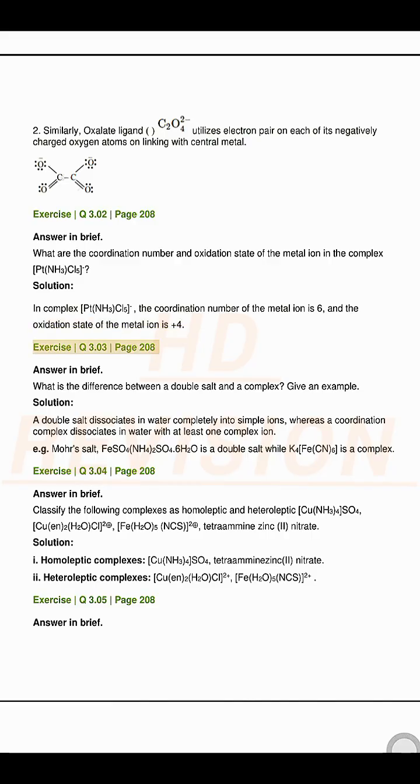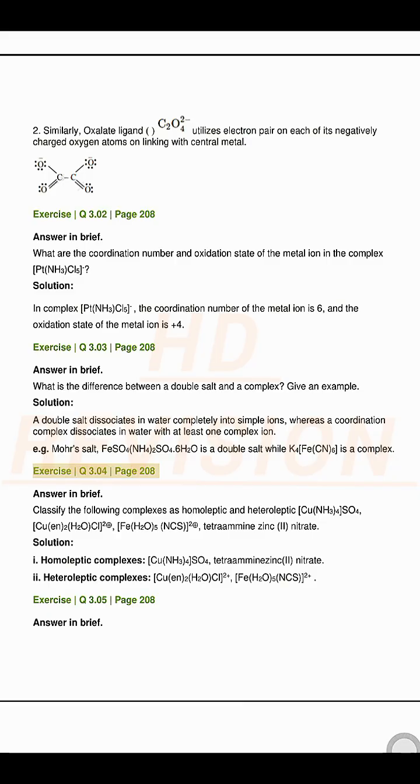Exercise Q3.03, page 208. Answer in brief. What is the difference between a double salt and a complex? Give an example. Solution. A double salt dissociates in water completely into simple ions, whereas a coordination complex dissociates in water with at least one complex ion. E.g., Mohr's salt, FeSO4(NH4)2SO4.6H2O is a double salt while K4[Fe(CN)6] is a complex.